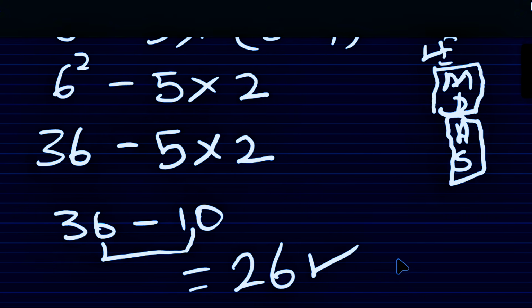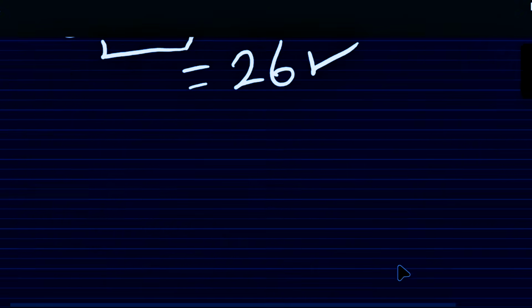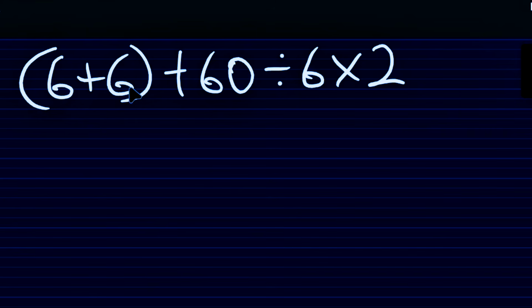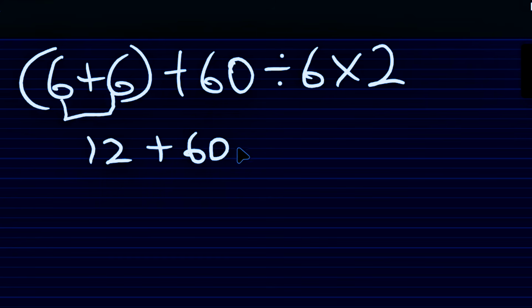Now let's look into one more question. Now in this expression, in parentheses, 6 plus 6 plus 60 divided by 6 times 2. Now what most people did was to attend to this parentheses. 6 plus 6 equals 12 plus 60 divided by 6 times 2.